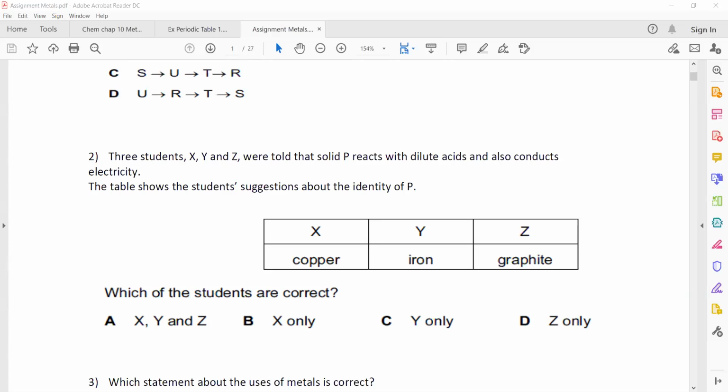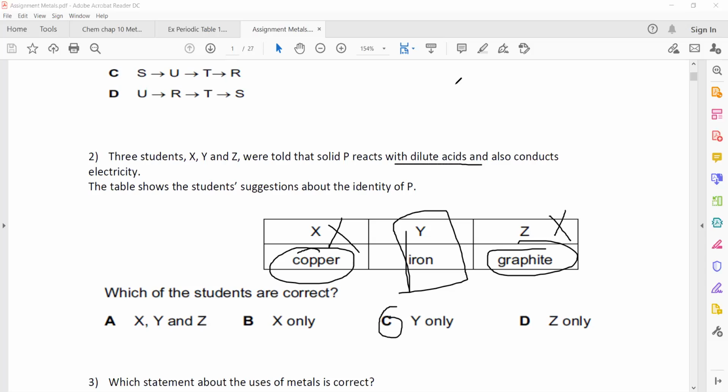Look, how you conclude it is C, because as they mentioned, it was reacting with dilute acid. If you remember the reactions, copper does not react with dilute acid, so it cannot be copper. Graphite, carbon, has no reaction, so what are we left with? We are left with iron.